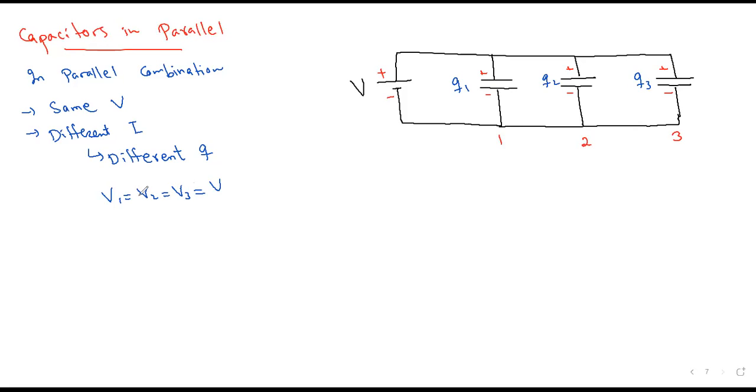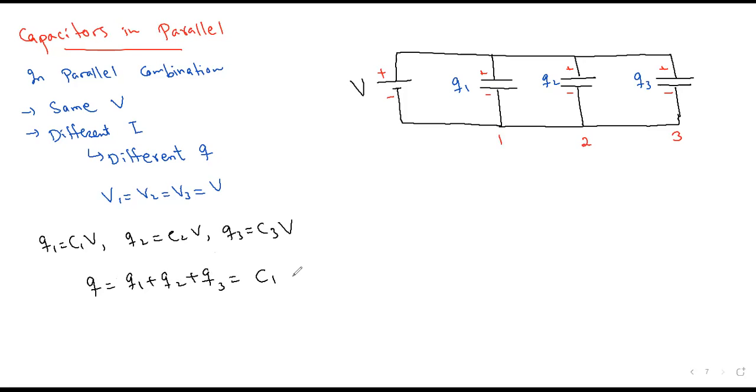So I can write that Q1 is equal to C1V, Q2 is equal to C2V, and Q3 is equal to C3V. Since we are interested in the total accumulated charge over the plates of the capacitor, we have to find the superposition of these charges, and this will yield the total capacitance, or as we usually call it, the equivalent capacitance.